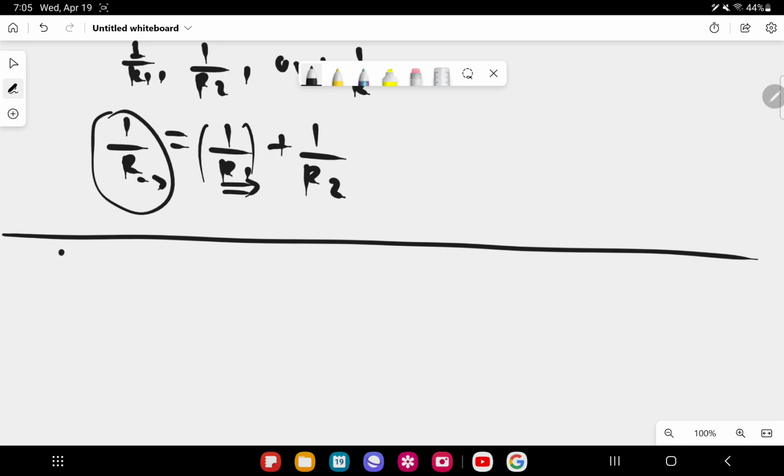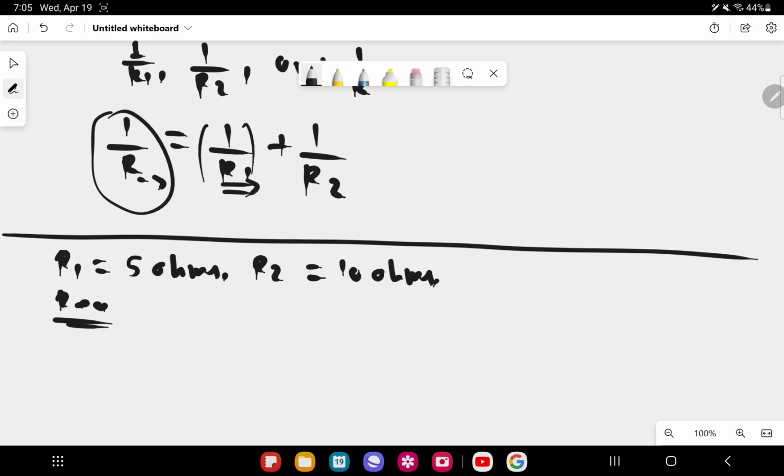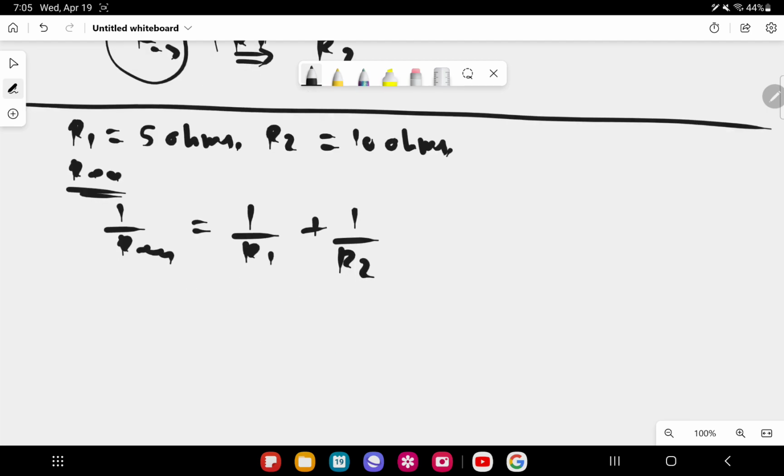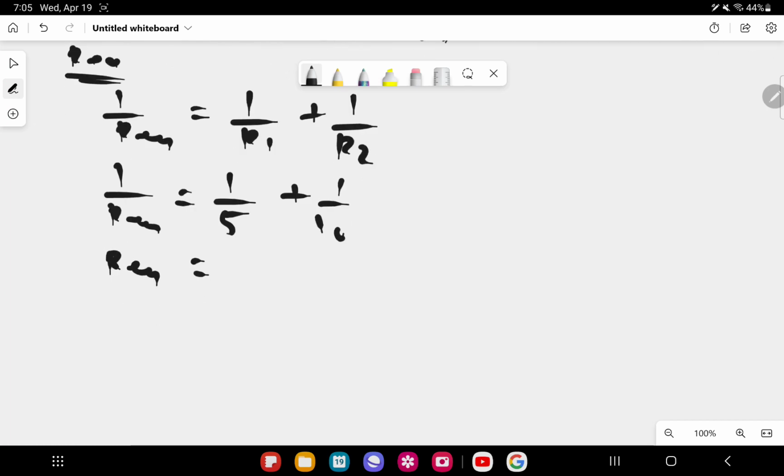Now let's say R1 is equal to 5 ohms and R2 is equal to 10 ohms, and R1 and R2 are connected in a parallel connection. We are asked to determine R equivalent. Now according to the formula, 1 over R equivalent is equal to 1 over R1 plus 1 over R2. Now let's substitute the value of R1 and R2 into this equation. So 1 over 5 plus 1 over 10, and therefore R equivalent is equal to 50 over 15.